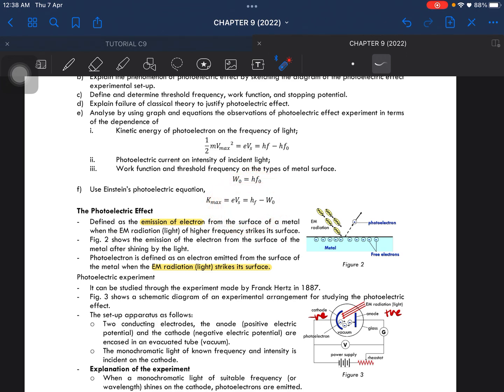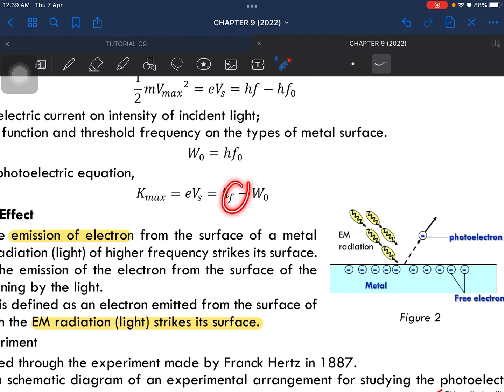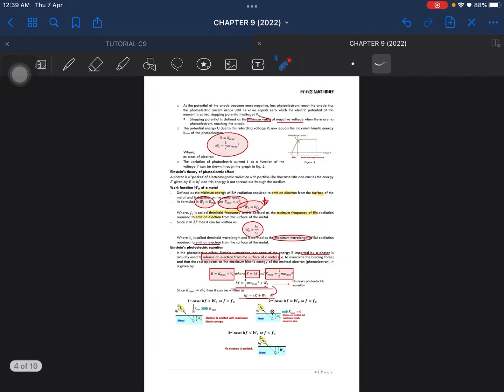Oh, I think I did something. I've posted our lecture note. But make sure you've changed this into hf instead of small f. Okay? Alright. Let me just double check to make sure I'm using the right one.